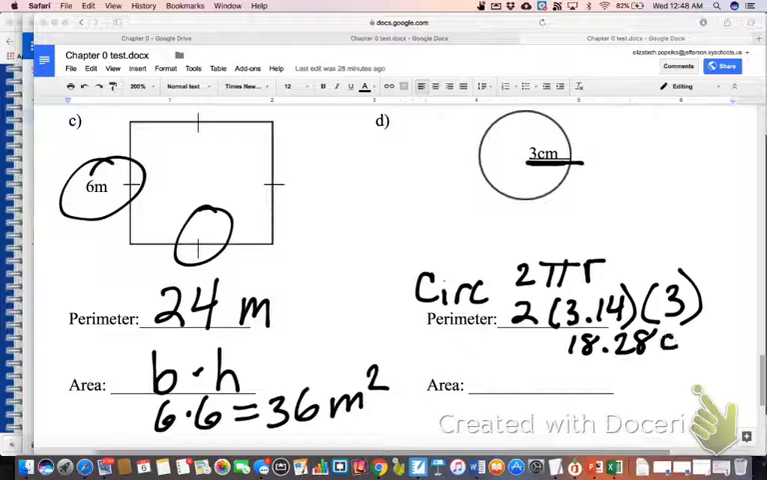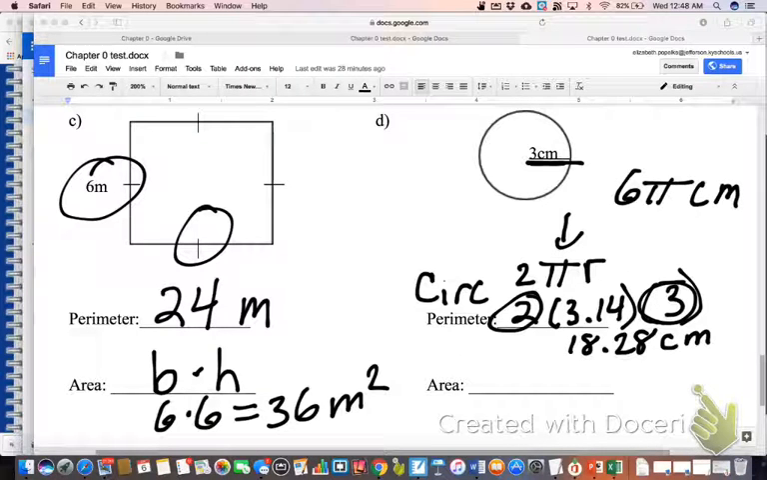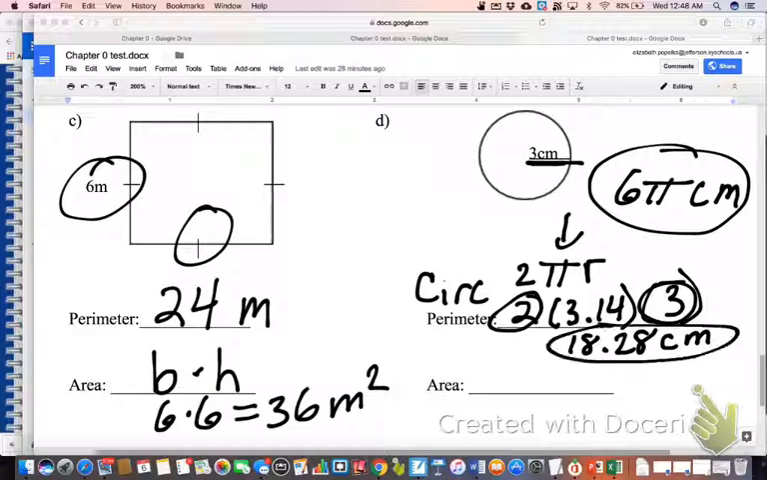18.84 centimeters. Or a lot of teachers will allow you to just kind of leave that pi out right now. So just do the 2 times 3, which is going to leave you with 6 pi centimeters. So either one of those would be okay. Either 6 pi centimeters or 18.84 centimeters, depending on whether or not you actually multiplied the 2 and the radius by the pi.